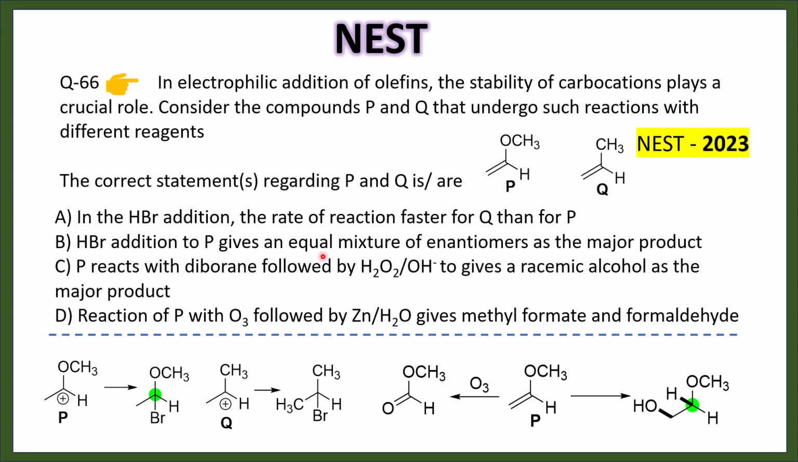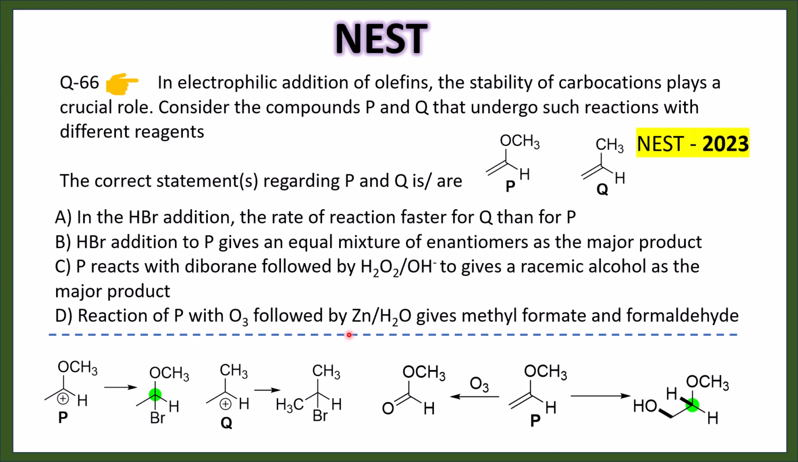HBr addition to P gives an equal mixture of enantiomers as the major product. Yes, after this carbocation formation, the bromide undergoes addition on both sides and gives a mixture of enantiomers because it attaches with 4 different groups, so a chiral center. But in this case, the bromide addition gives both the methyls there, so no, this is an achiral product. P reacts with diborane followed by H2O2 gives a racemic alcohol as the major product. No, with this terminal double bond an alcohol is formed, so this center is not a chiral center. That's why there is no question of racemic alcohol.